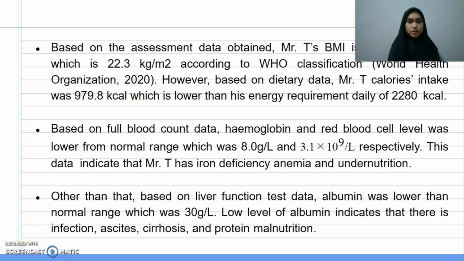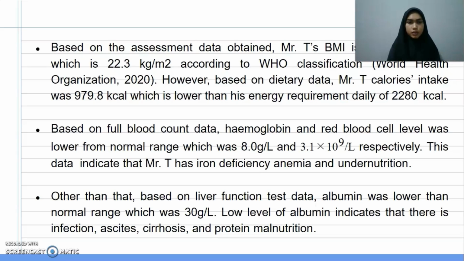Next, based on the assessment data obtained, Mr. T BMI is in normal class, which is 22.3 kg per meter square according to WHO classification. However, based on the data, Mr. T calories intake was 979.8 kcal, which is lower than his energy requirement daily of 2,280 kcal.